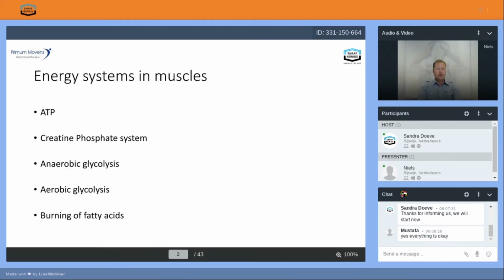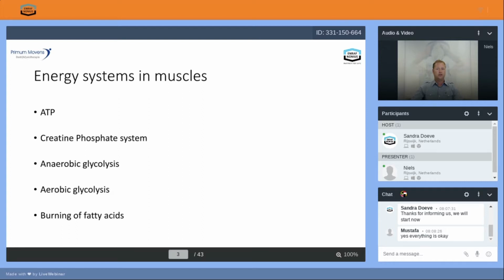When we talk about cardiovascular endurance training, you have to discuss the energy systems in muscles. When you are active as a patient, your body needs and uses energy, and energy is provided in the form of ATP. There are several energy systems that provide this energy, so you can move over a certain amount of time. The energy systems that we're going to discuss are the creatine phosphate system, the anaerobic glycolysis, the aerobic glycolysis, and the burning of fatty acids.